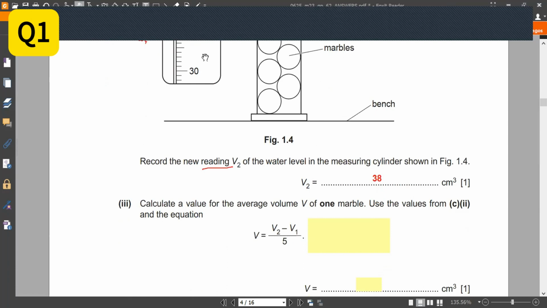Calculate the value of the average volume for one marble. This is very straightforward. We will take the reading after we put the marbles and before we put the marbles. That will give us the volume of the marbles, divided by 5 marbles. So we will get the volume of 1 marble.